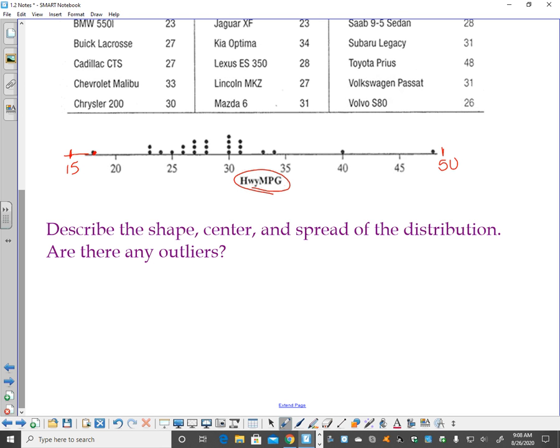So I want you to pause the video, and I want you to write, and I know you don't have a lot of room, so kind of go off in the margin. I want you to write shape and describe it, center, describe it, spread, describe it, and outliers, and describe it. And then when you're done, I want you to push play and check yours against mine.